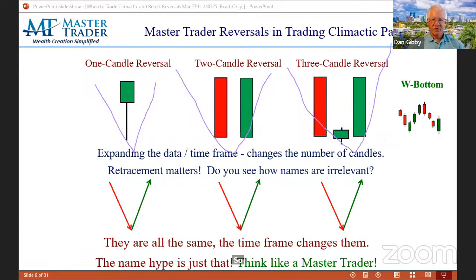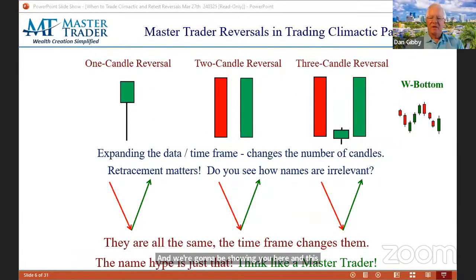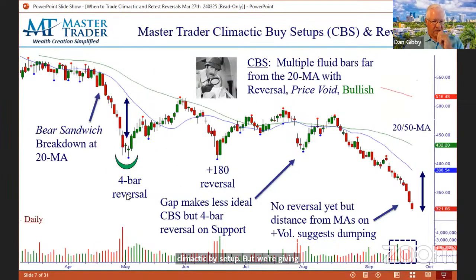And we're going to be showing you here, and this is the start of it, that we have different levels of confidence on the turn with these different patterns, number of bars. We're going to get into it. This W retest has the highest probability of a reversal after a climactic buy setup. But we're giving you the building blocks here. So let's take a look at these. These are all climactic buy setups.